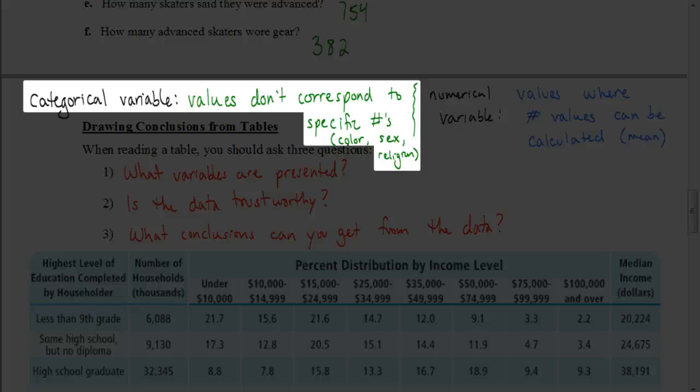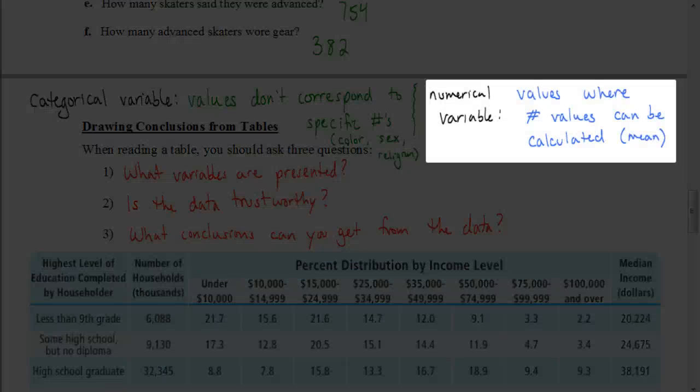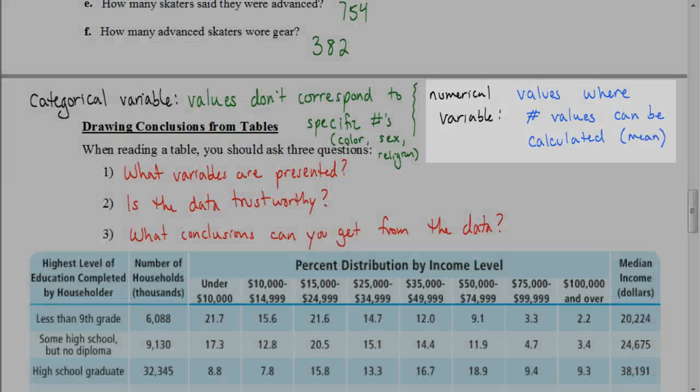Okay, that's not referring to specific numbers. If you're asking them what sex they are or what religion they would consider themselves. Those are all things that are not corresponding to specific numbers. And then we have a numerical variable. Well, that makes sense that that would refer to values where numerical values can be calculated. So things like where we could find the average and the mean from the set of numbers.